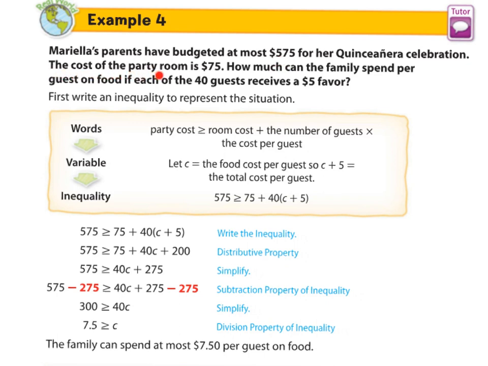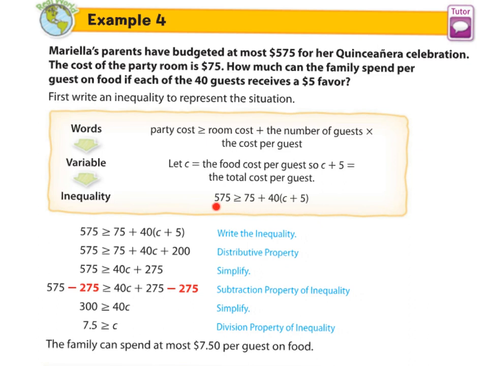The cost of the party room is $75. How much can the family spend per guest on food if each of the 40 guests receives a $5 favor, like a party favor? So we've got 40 guests, and they're each going to receive a $5 party favor. The maximum amount that can be spent is $575, and we already have to add the cost of the room. So this is what it would look like.